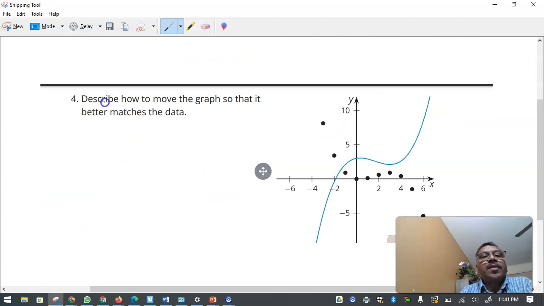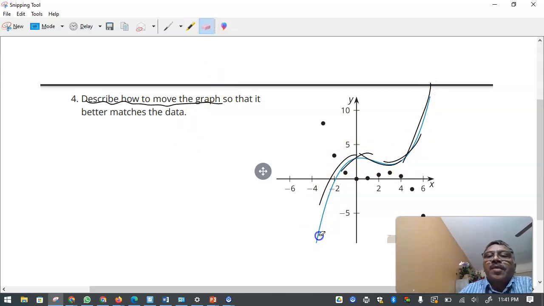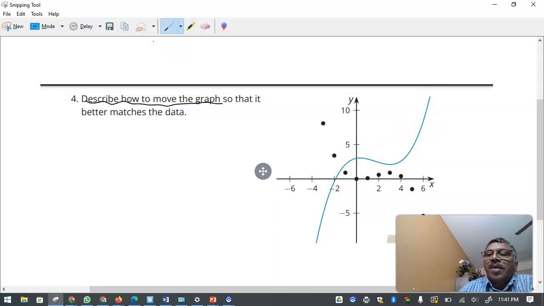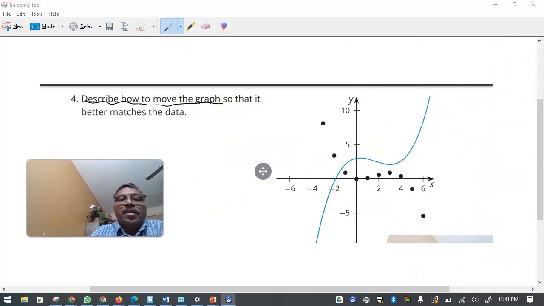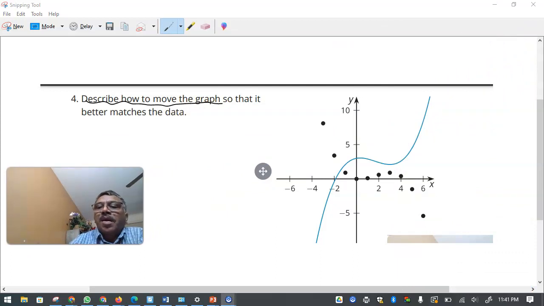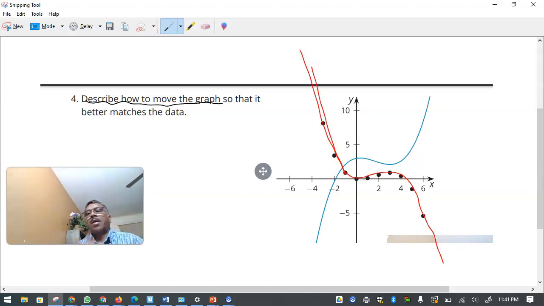So in this question, describe how to move the graph. You're given a blue color graph. So you can see this graph is given to you, right? So you have to shift this graph in such a way that it coincides with this one. See this part? This graph needs to coincide with this one. The data points, this point. So how do we do this?